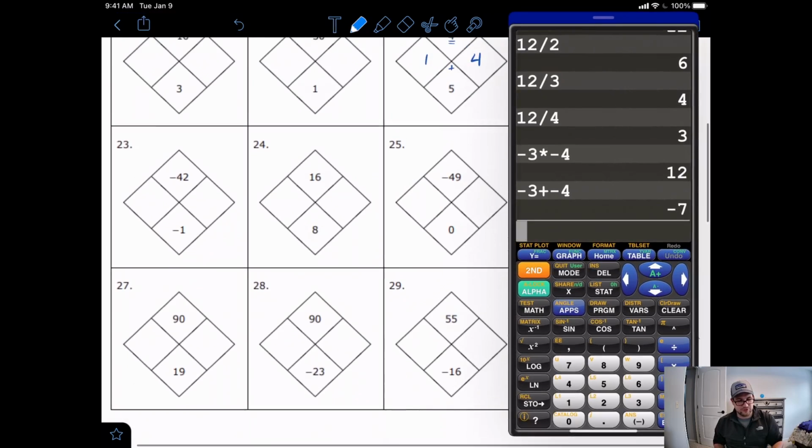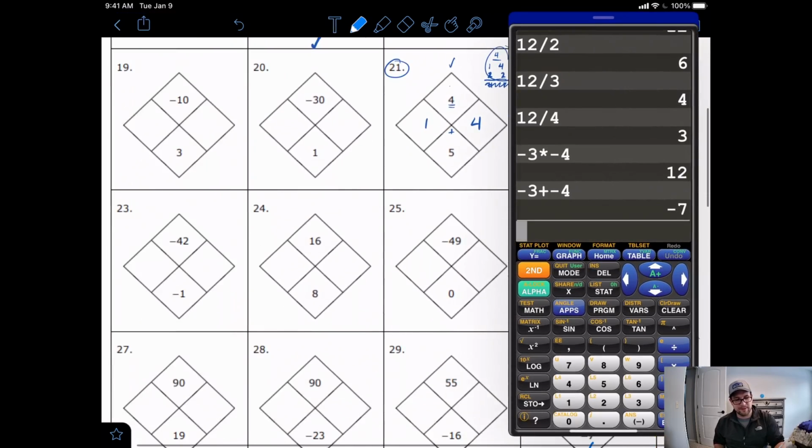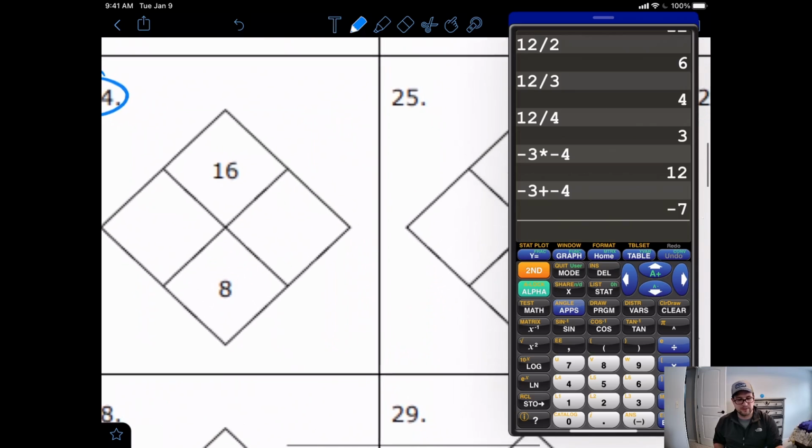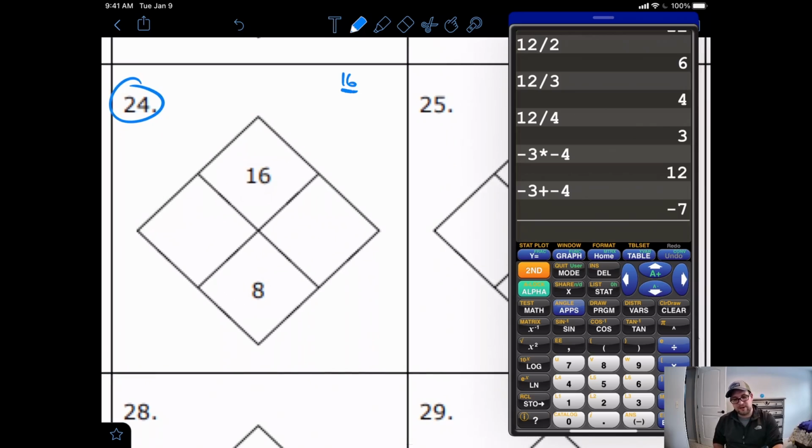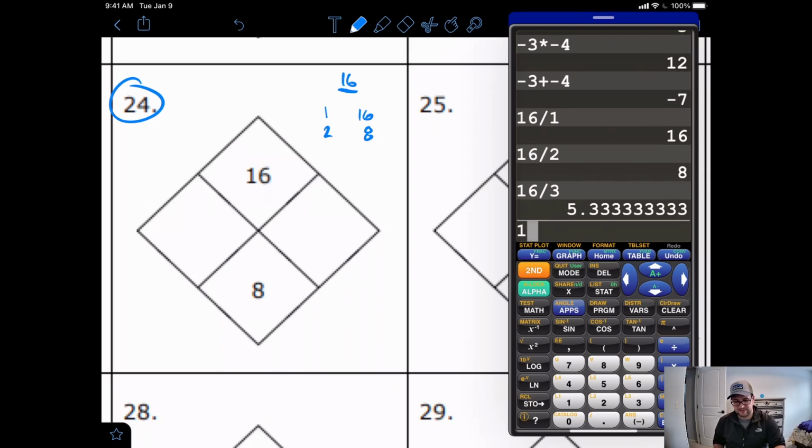Let's look at another problem. How about, let's do problem number 24. Now for this problem, 16 is our number, so we're going to make our list. 16 divided by 1 means 1 goes in 16 times. 16 divided by 2 means 2 goes in 8 times. 16 divided by 3 doesn't go in, so we don't need it. 16 divided by 4 is 4.